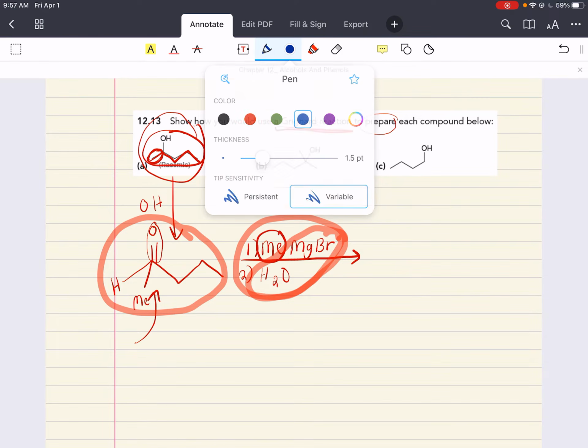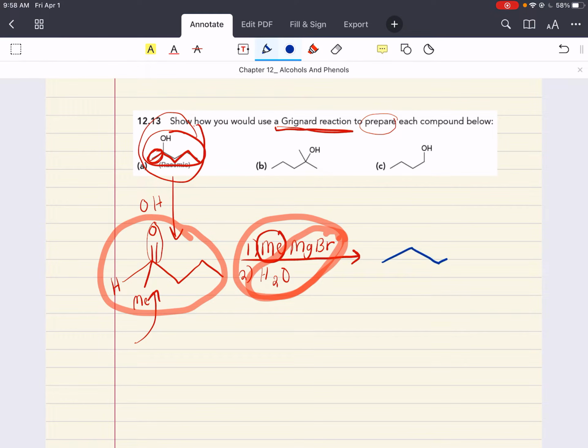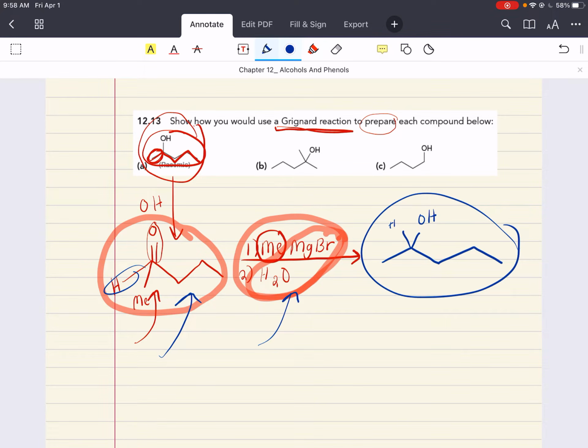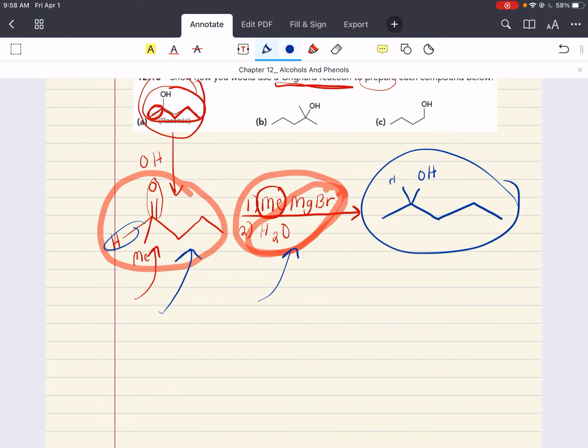So the end product of this is that we now have this methyl group. Our hydrogen is still there. We can draw this if you want to see what it looks like. And then our alcohol group here. And look at that. We started with this aldehyde, and through Grignard reagents, we got the final product that we want. Fantastic. Let's do B.